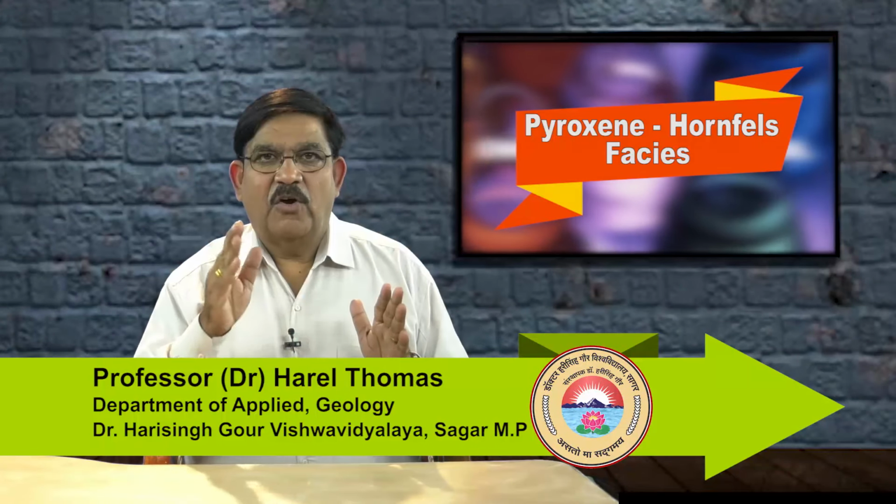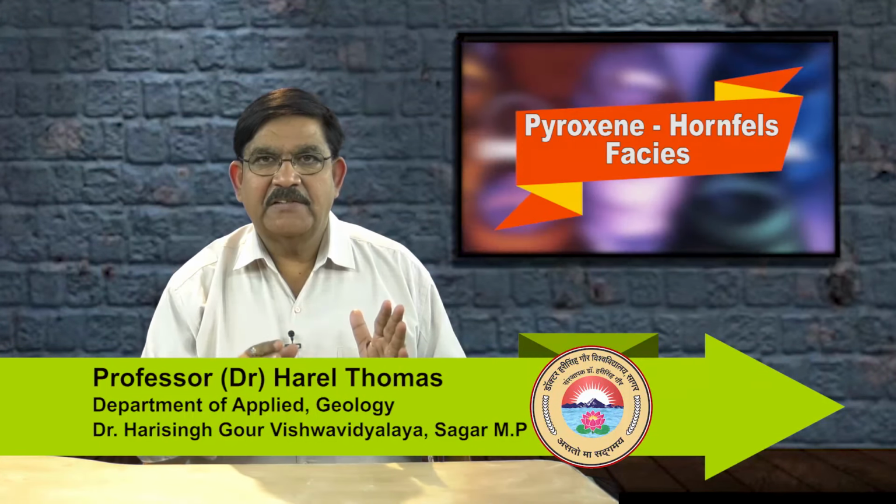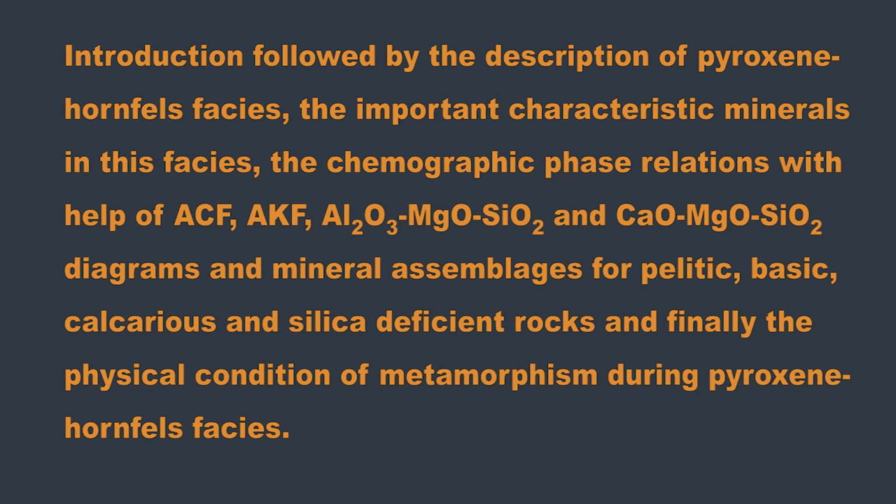The course content on metamorphic low pressure facies begins with the introduction, followed by the description of the Pyroxene-Hornfels facies, the important characteristic minerals in this facies, the chemographic phase relations with the help of ACF, AKF, Al2O3-MgO-SiO2 and CaO-MgO-SiO2 diagrams, and mineral assemblages for pelitic, basic, calcareous and silica deficient rocks, and finally the physical condition of metamorphism during the Pyroxene-Hornfels facies.